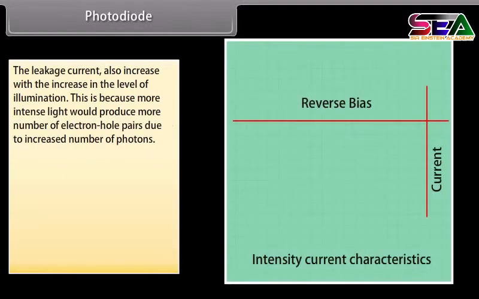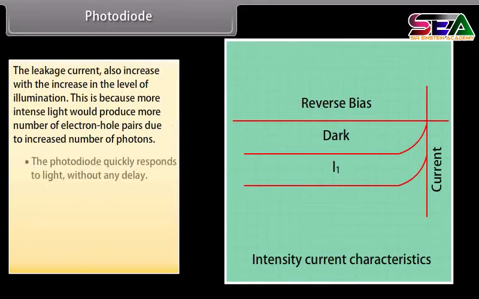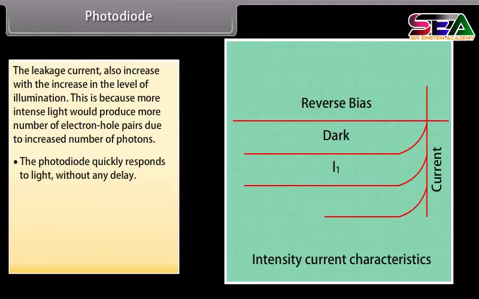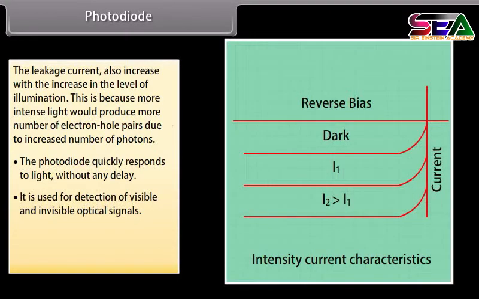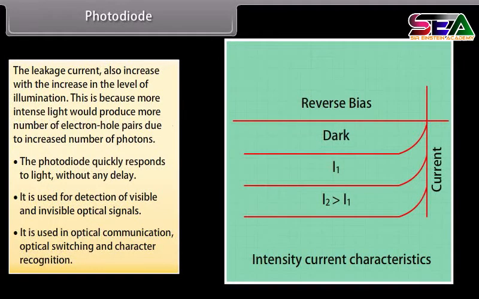The leakage current also increases with the increase in the level of illumination. This is because more intense light would produce more electron-hole pairs due to the increased number of photons. The photodiode responds quickly to light without any delay. It is used for detection of visible and invisible optical signals. It is used in optical communication, optical switching, and character recognition.